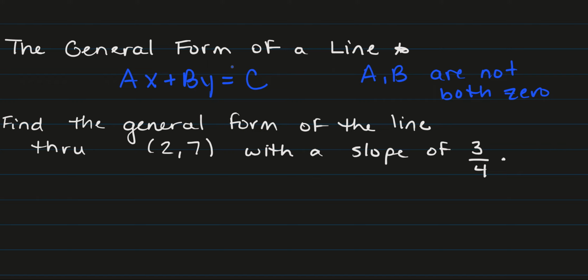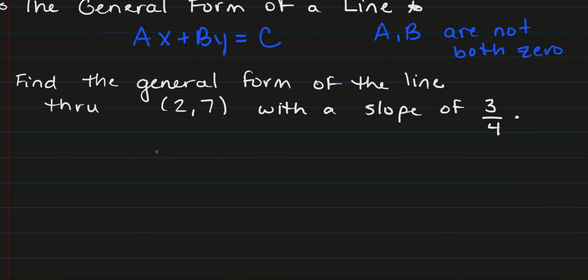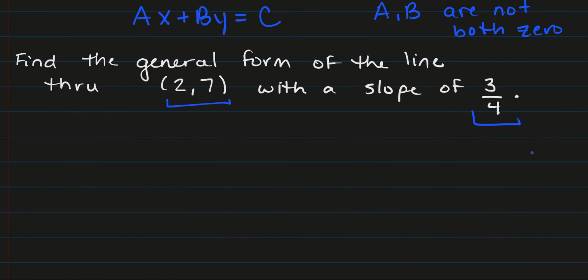So let's try to put a couple of lines into general form. Let's find the general form of the line that goes through the point (2, 7) and has this slope, 3/4. Since I'm given a random point, it's not the y-intercept, it's just another point, and I'm given the slope. The best form of a line to use is the point-slope form. So that's the one I'm going with.